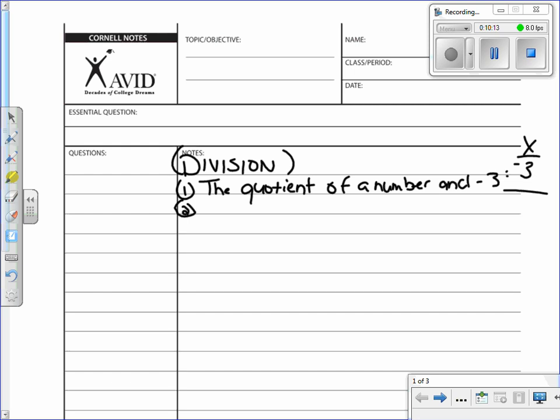Example 2. Twice a number divided by 7. So twice a number is 2x, and divided by 7 gives us that fraction. The key words here are quotient and divided by.